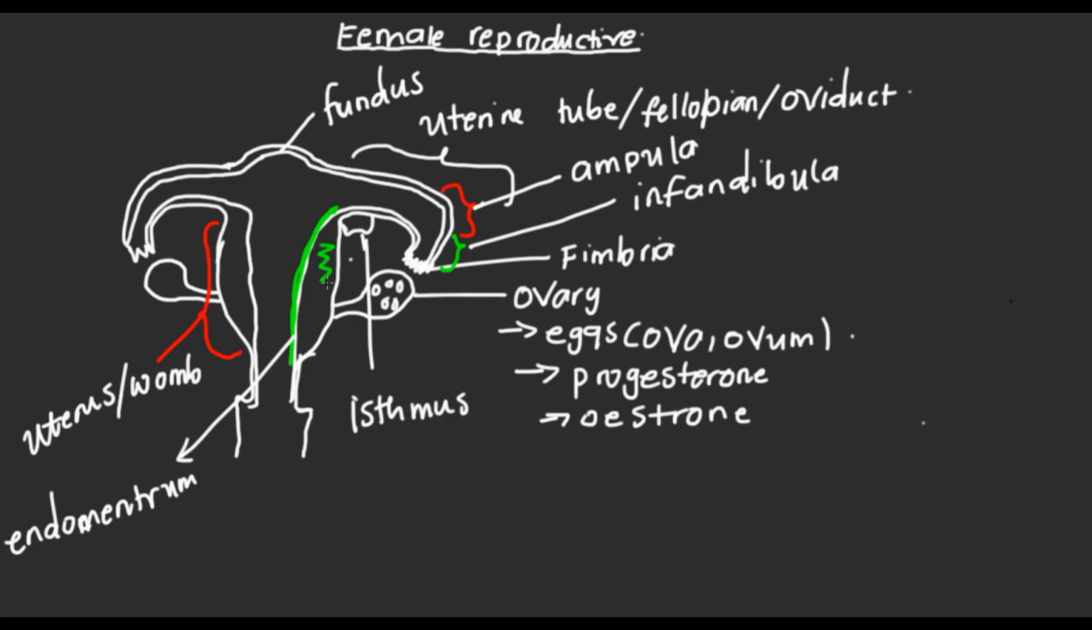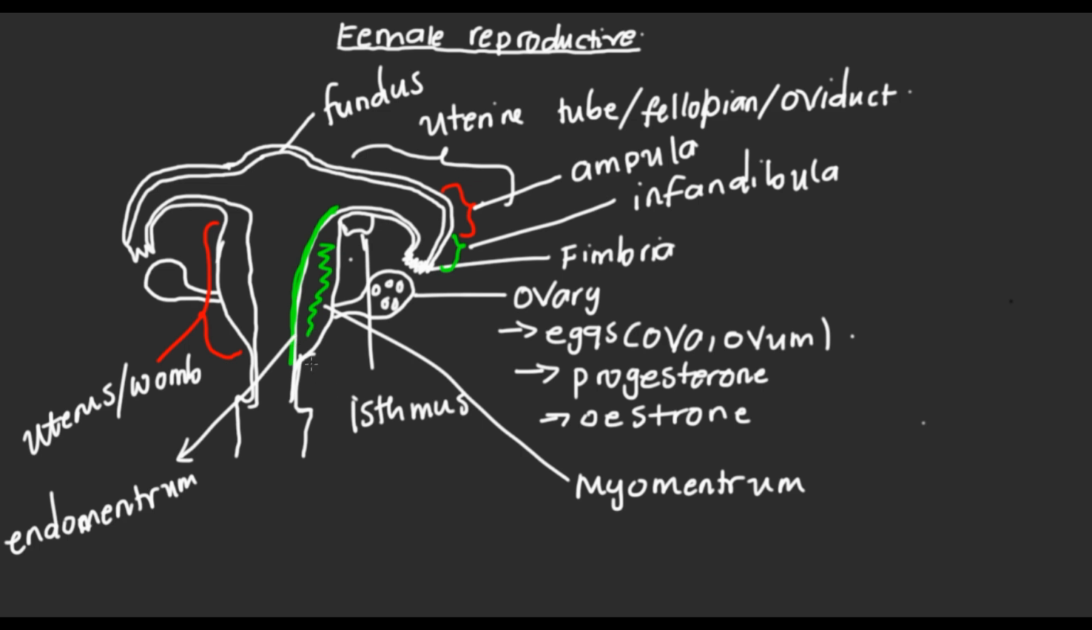Then under this endometrium we have the thick layer, somewhere here. This is known as the myometrium. The function of the myometrium is that it is made up of muscles that help to push the baby during childbirth.